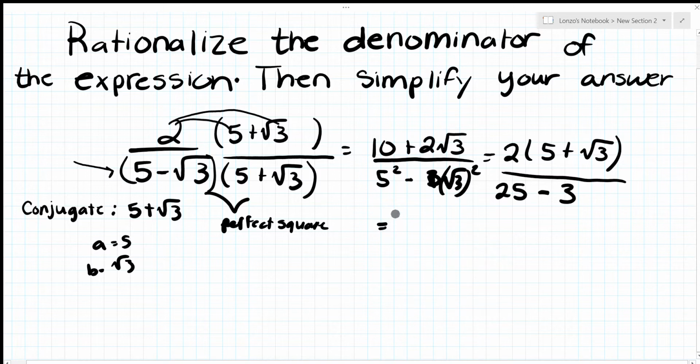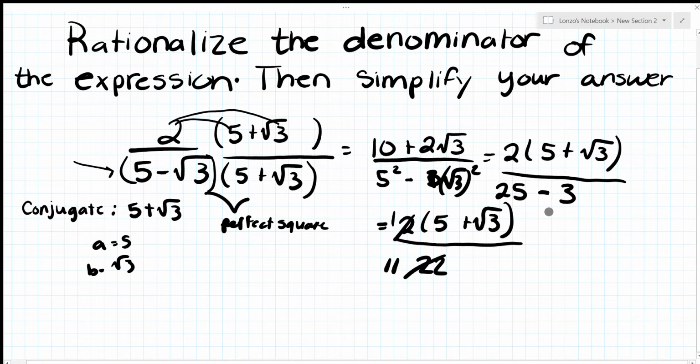So the numerator is the same, divided by 25 minus 3. Wait a minute, 25 minus 3 is not 11. It's 22, sorry. But the thing is, what happens to the 2 and the 22? They both get divided by 2, so this becomes a 1, and this becomes 11. So my final answer is 5 plus square root of 3 all over 11.